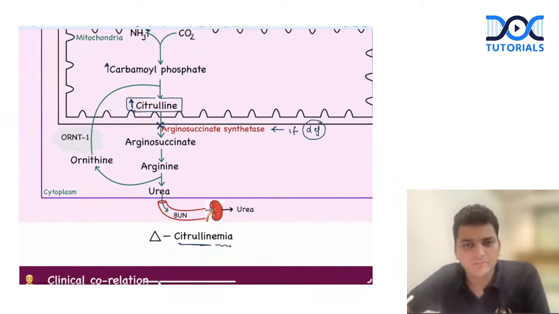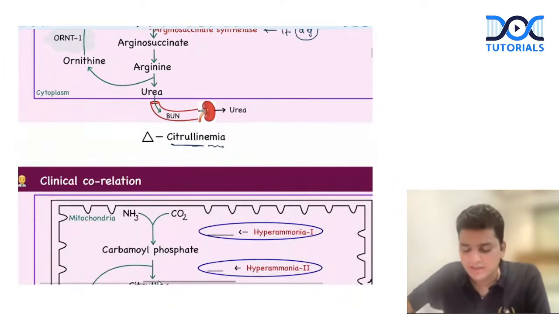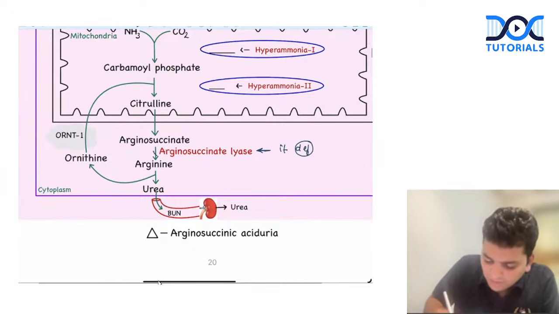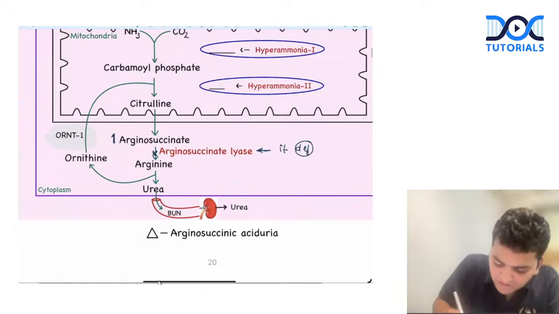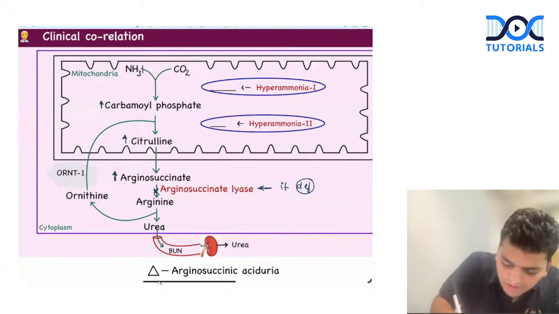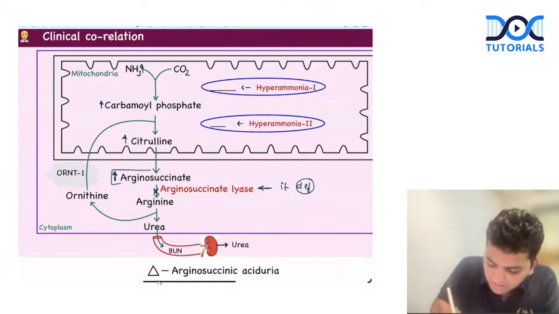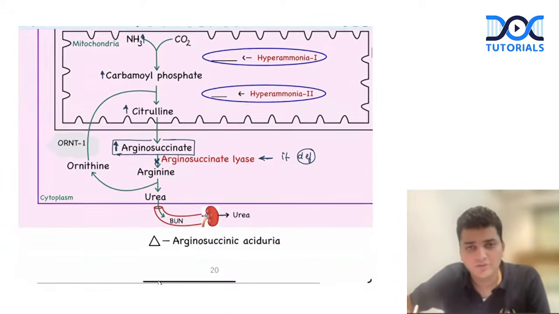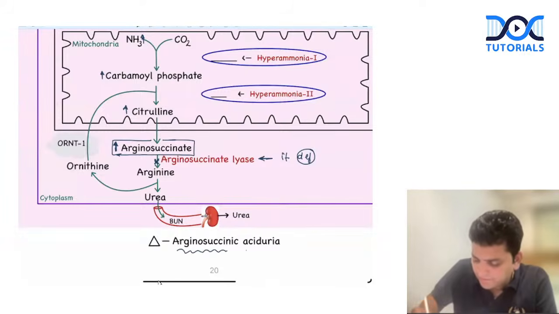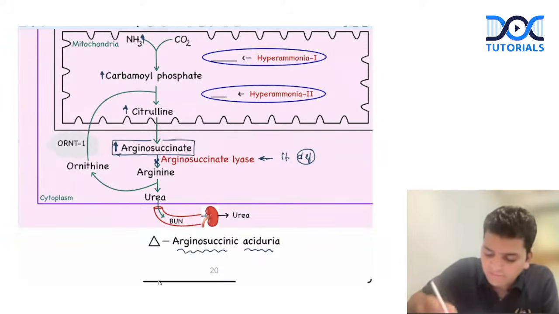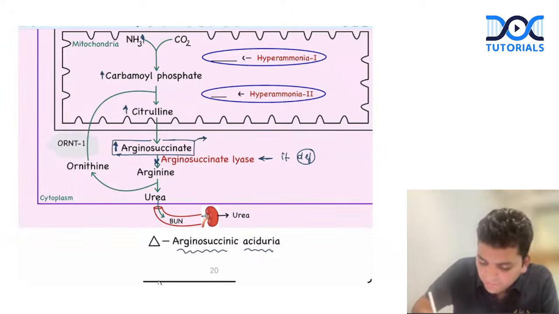Now coming to the fourth one. If the fourth enzyme is not there, that is arginosuccinate lyase, if there is deficiency of this, then this reaction will not happen, and this arginosuccinate will increase. There is going to be an increase in citrulline and carbamyl phosphate as well. But because this molecule, arginosuccinate, has increased, it can come in the urine. And that is called arginosuccinic aciduria. This molecule will come in the urine. Plus this arginosuccinate is very bad for the hair. It is going to damage the hair.